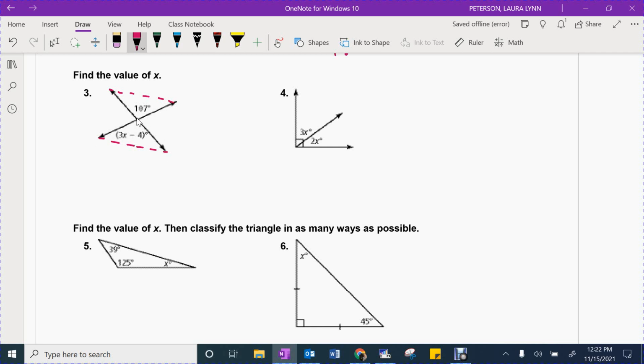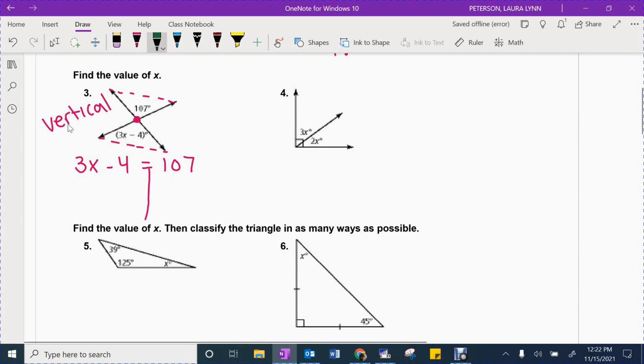And our bow tie knot is where they intersect, and the bow tie knot is 3x minus 4 and 107, and to make it a nice even bow tie, they have to be equal. So this is actually one way we start to set up our problem. Because these are called vertical angles, they are equal, meaning 3x minus 4 has to be equal to its other half of 107 degrees. So this becomes a two-step equation.